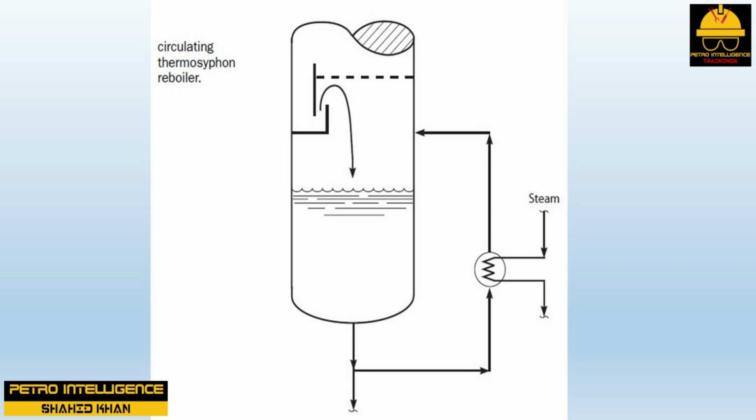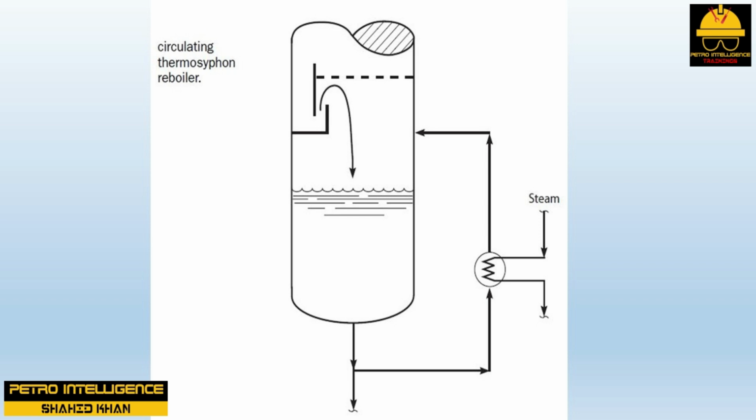For a circulating thermosiphon reboiler, the rate of circulation can be increased by increasing the steam or hot oil flow through the reboiler. This reduces the specific gravity or density of the froth or foam in the reboiler effluent line, increasing the tower bottom's liquid level.